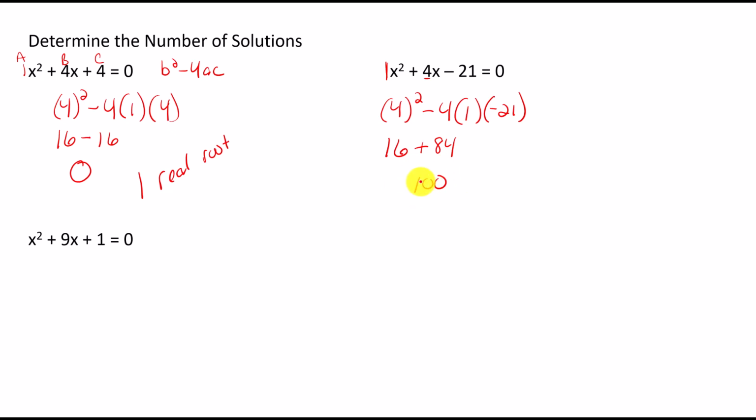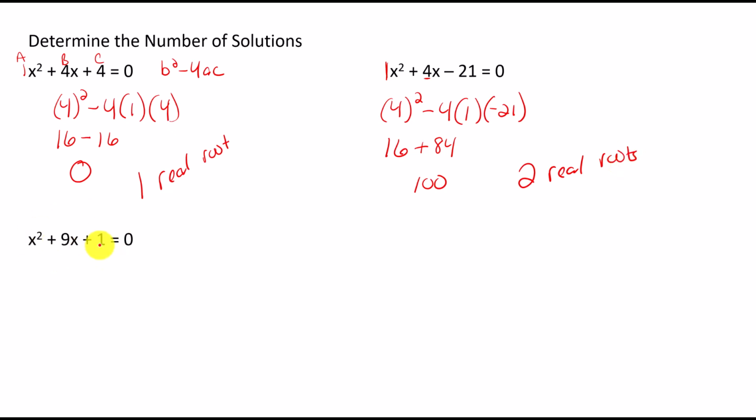Because this number that we got is positive, we don't really care what the number is, but because this number is positive, we know that there are two real roots. Again, that means there's two x-intercepts, two solutions. It crosses the x-axis twice. Okay? All right, one more on this part.